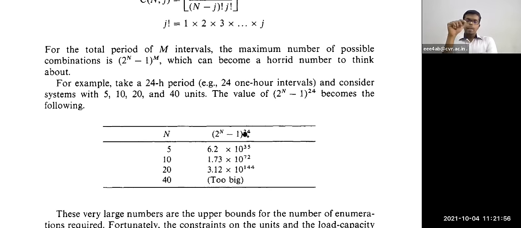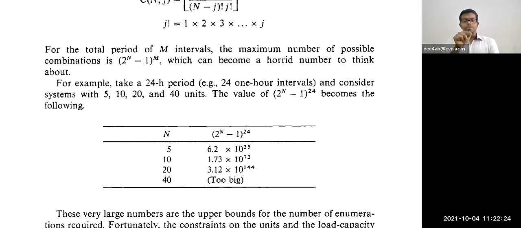If you type that in your scientific calculator, I think you are getting an answer of 6.2 something into 10 to the power of 35. I think all of you are getting the same answer. Similarly, you can try it for 10 generating units. Take your calculator and type 2 power 10 minus 1, the whole power 24. Similarly, you are getting 1.73 into 10 to the power of 72.